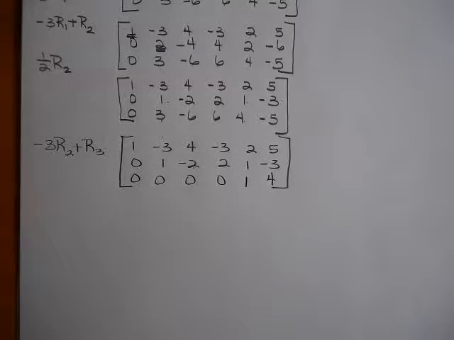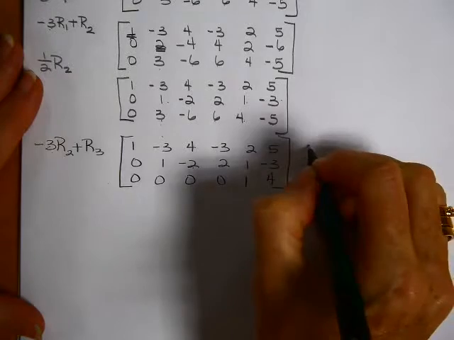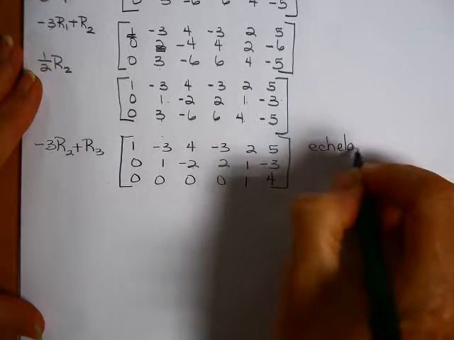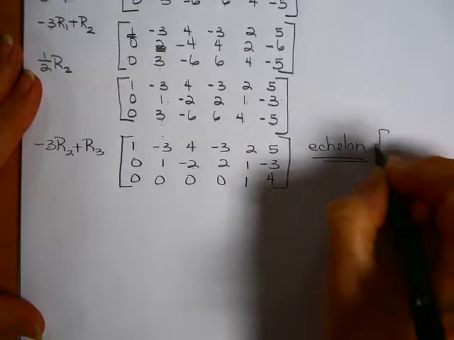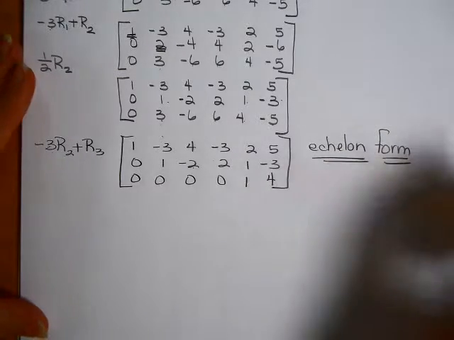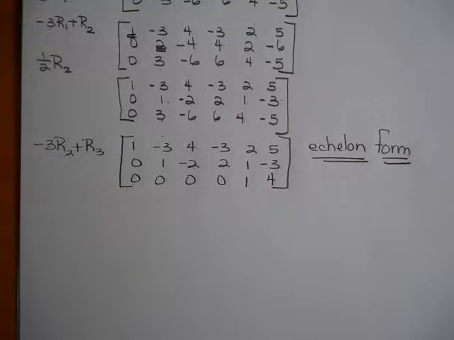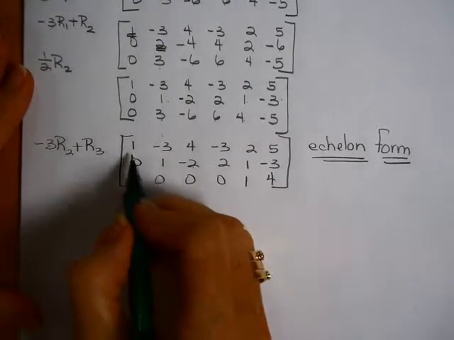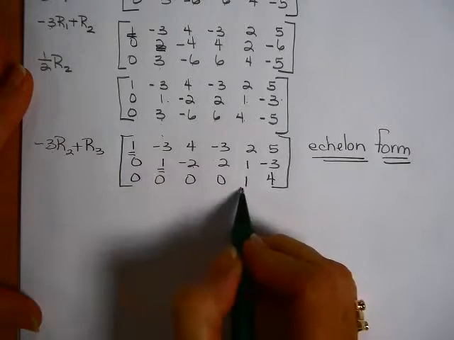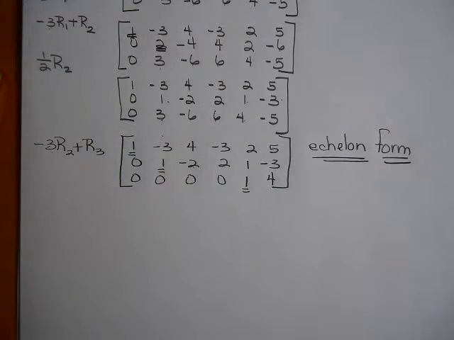This is now echelon form. Okay, I'm just going to write that. And why is it echelon form? Because zeros are under my pivots, and all of them are to the right of the ones above them. So I got my pivots. Here's a pivot, here is a pivot, here's a pivot. So those are my pivot columns.